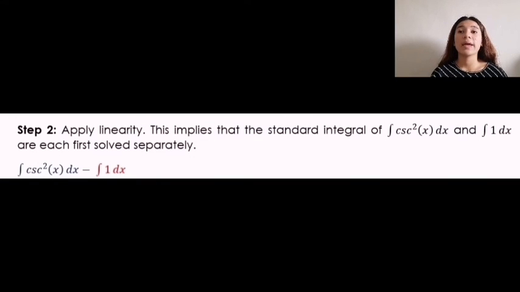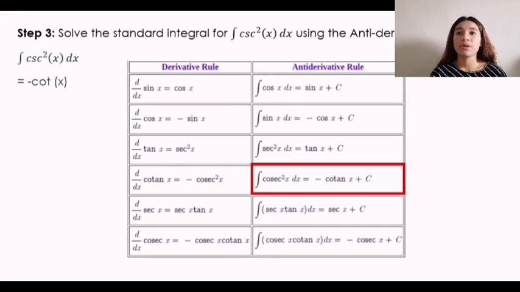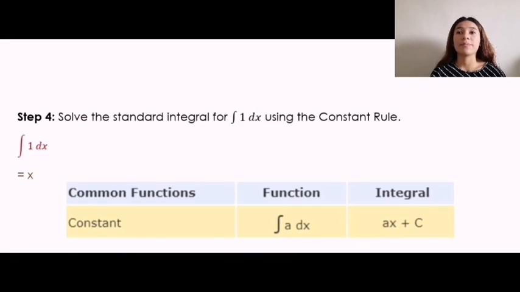And in step 2, we have to apply linearity. Linearity implies that the standard integral of cosecant squared x dx and the integral for 1 dx are each solved separately. So we have the integral of cosecant squared x dx minus the integral of 1 dx. So in step 3, we have to solve the standard integral for cosecant squared x dx using antiderivative rule. So we have the integral of cosecant squared x dx is equals to negative cotangent x. That's for step 3. And step 4, we have to solve the standard integral for 1 dx using the constant rule. So it's integral of 1 dx is equals to x. That's for the constant rule.